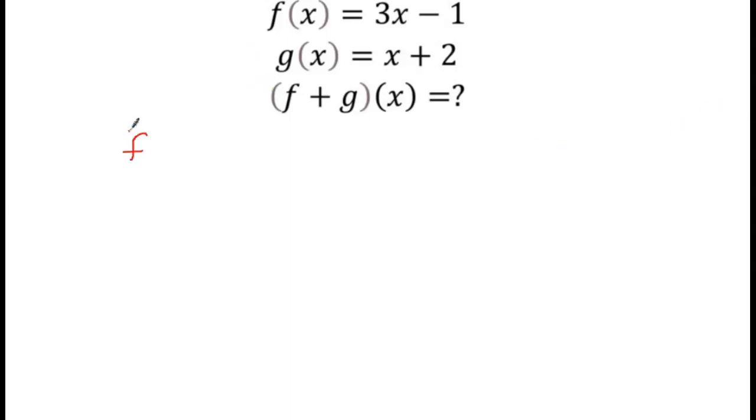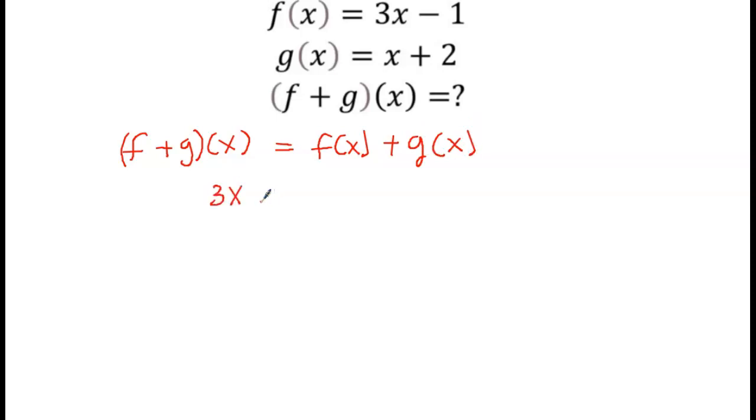We have been asked to find f plus g of x. You have to know that this is the same as f of x plus g of x. So first of all, we write our f of x, which is 3x minus 1, and then plus g of x, which is x plus 2. Okay, and we combine like terms.